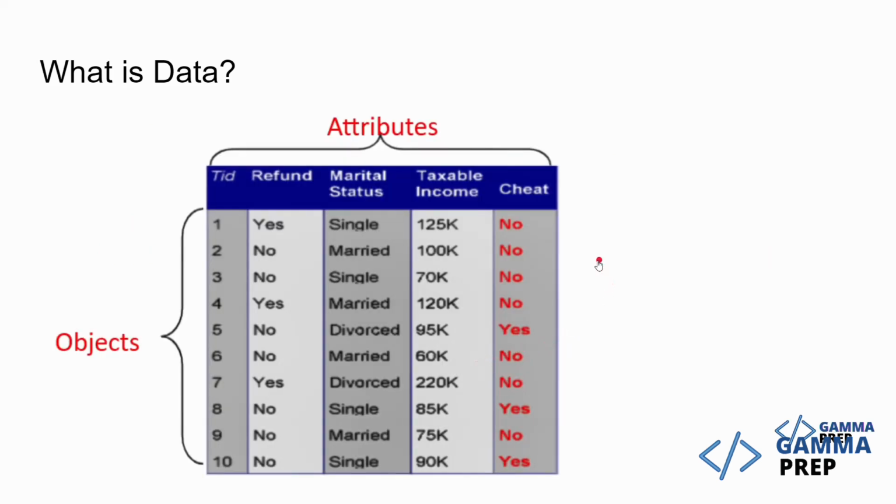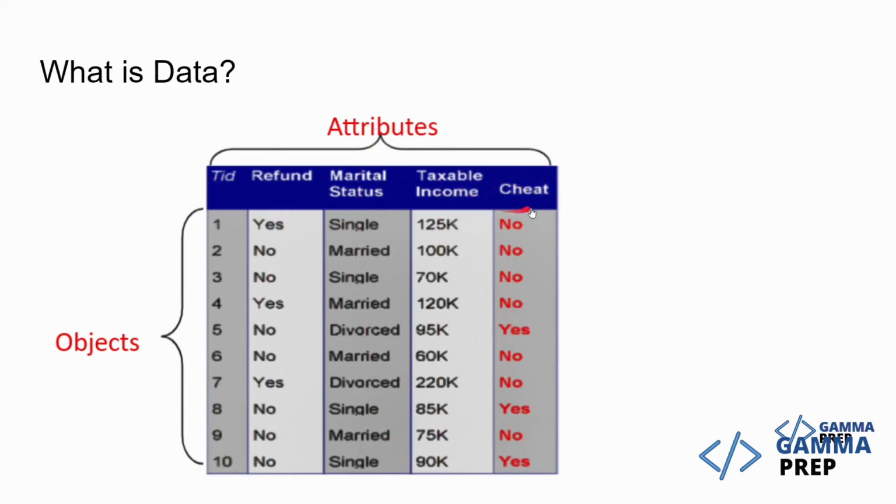Now let's see this data. So we have one of the columns as transaction ID, second is refund, third is marital status, fourth is taxable income, and cheat is yes or no. Let's say cheat is the target attribute, all of these are attributes, right? All the columns are called attributes.